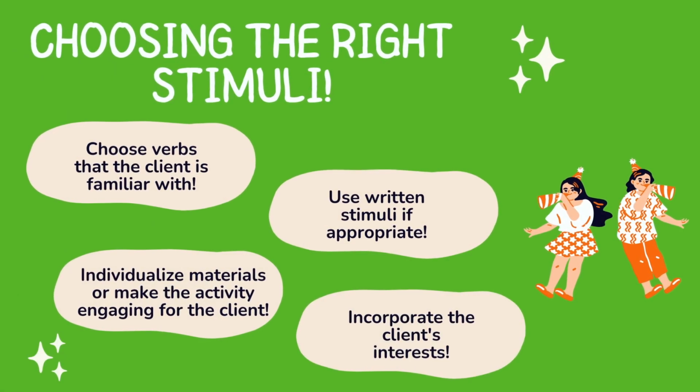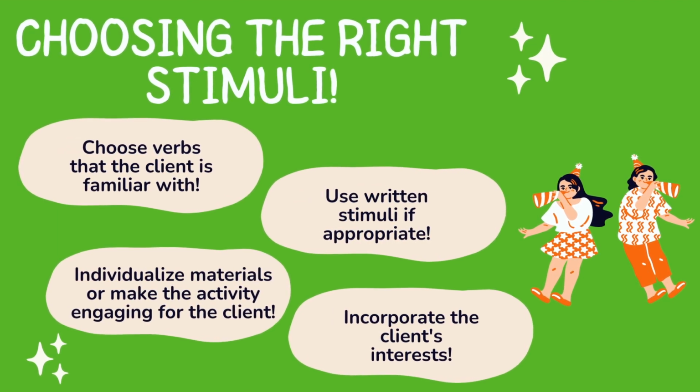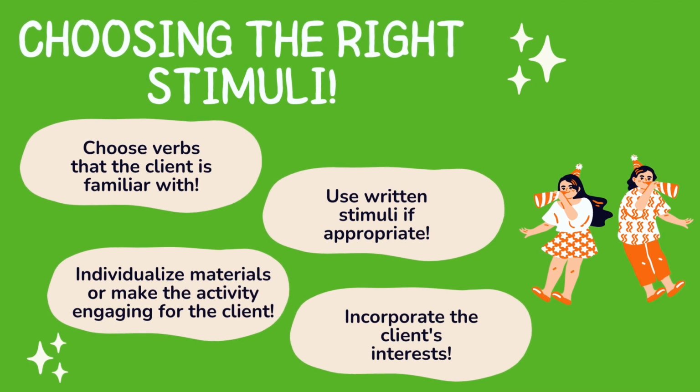When choosing the right stimuli, it's important that the child already knows the name of the action that's on the card or visual that you're using. If they don't, then you'll have to teach the verb before targeting it with present progressive ing and other morphemes.